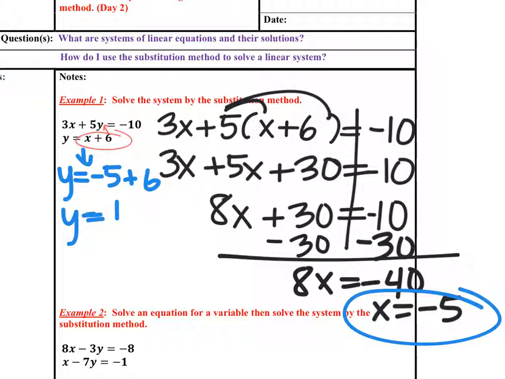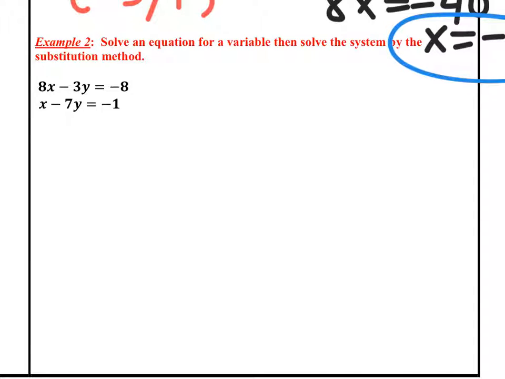Write your final answer as a point. Negative 5, 1, x, y. Looking at this right now, would you please tell your neighbor what's the problem?